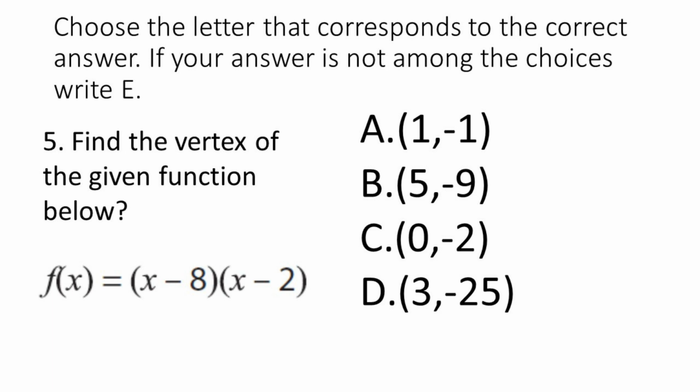Now let's have number 5. Find the vertex of the given function below. A, 1, negative 1, B, 5, negative 9, C, 0, negative 2, and D, 3, negative 25. We will be checking your practice exercises on the next video.